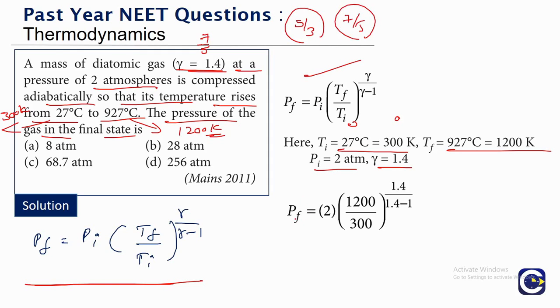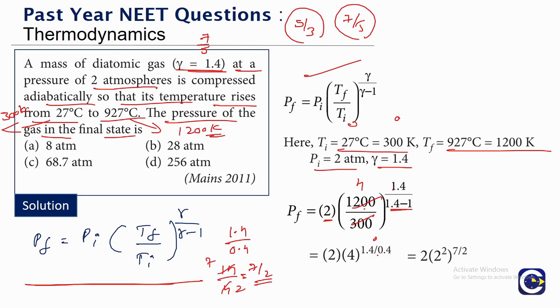Now just go and substitute. P final is equal to P initial, which is 2, into T final by T initial, 1200 by 300, whole power gamma by gamma minus 1, that is 1.4 by gamma minus 1. 1200 by 300, 3 fours are 12, so that is 4. So what we'll have is 2 into 4 power 1.4 by the denominator. 1.4 minus 1 is 0.4. This 1.4 by 0.4, we can write by multiplying both by 10 as 14 by 4, and 2 2s are 4, 2 7s are 14, so that will be 7 by 2.